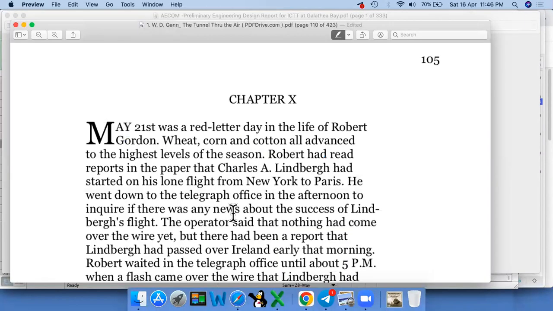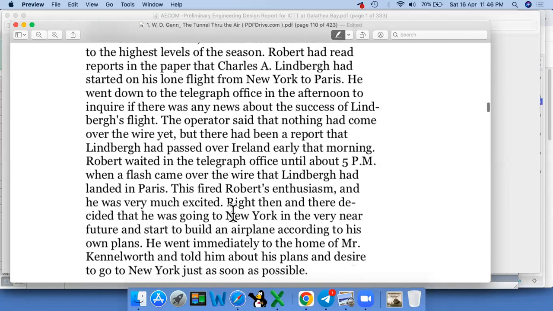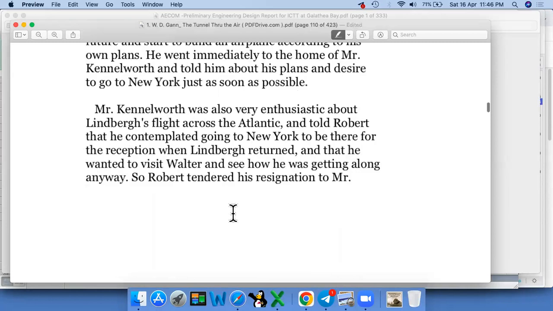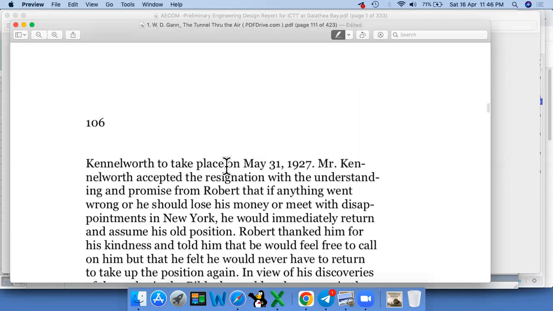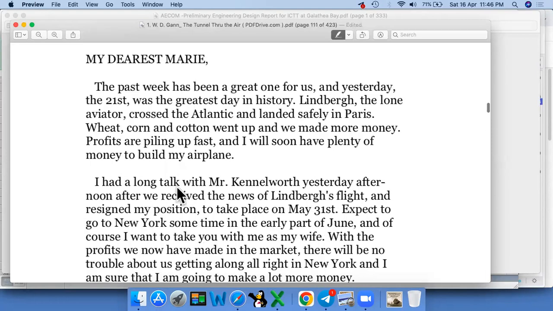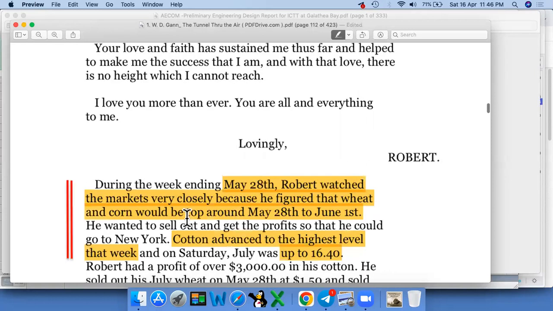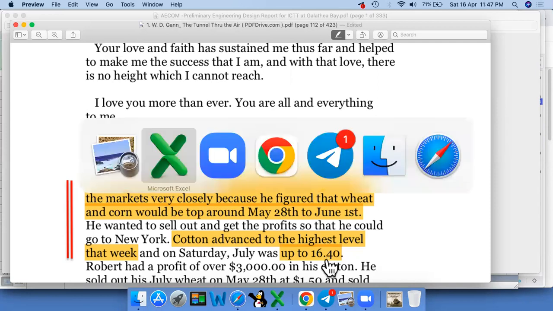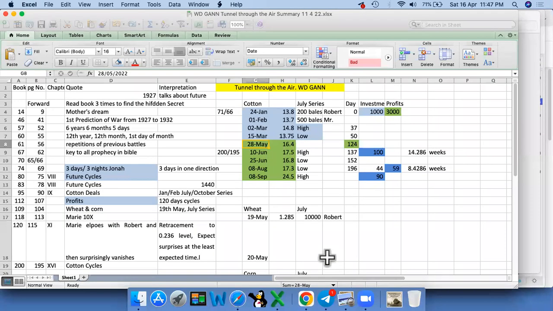So everyone is happy that it would be going up further. And 31st. So we have somewhere around 22nd. And if we go to the further dates, we'll be getting all the details here. During the week ending May 20th, Robert watched the market very closely because he figured out that wheat and corn would top around 28th May. He wanted to sell out and get profit so that he would be able to go to New York. Cotton advanced to the highest level that week on Saturday, 16.4. So 28th of May is written over here. It will go to 16.4.